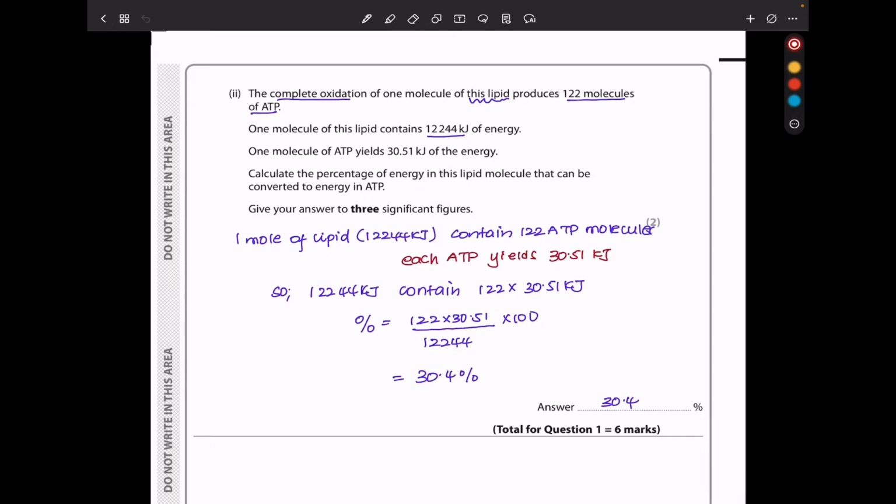From the information given, 1 mole of the lipid contains this amount of energy, and this produces 122 ATP molecules, whereby each ATP molecule yields this amount. That means the energy yielded by the 122 molecules of ATP is 122 times 30.51, which is this one here. So the percentage is that divided by the amount of energy in the lipid times 100, giving us 30.4%, and that is the answer here.